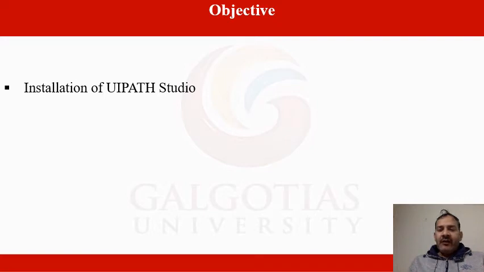Next, the objective of this lecture is the installation of the UiPath Studio. How? First of all, I have already told you about academy.uipath.com. This is the online portal from where you can download the material, the video lectures, the PPTs, or any kind of material related to RPA. Now, the UiPath Studio software is easily available on uipath.com.